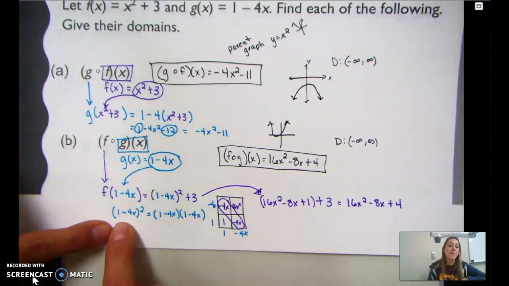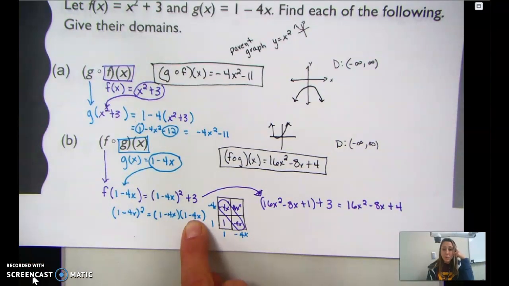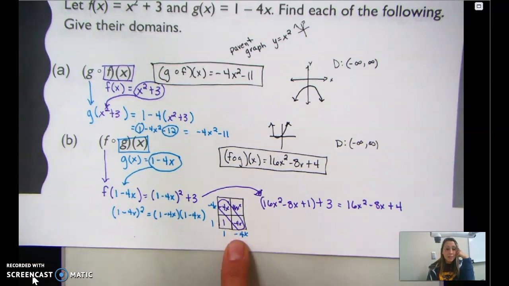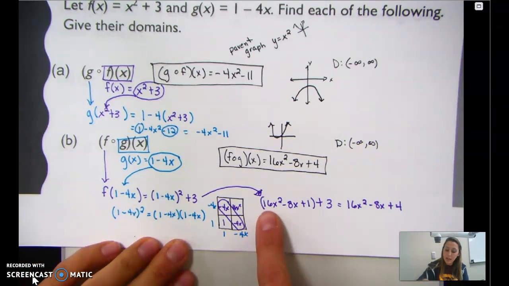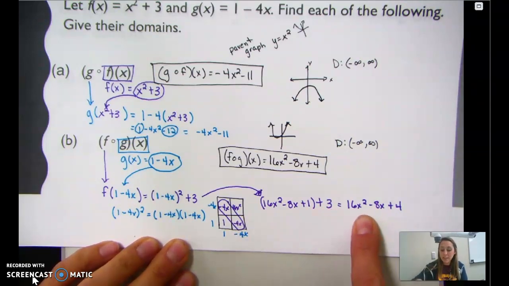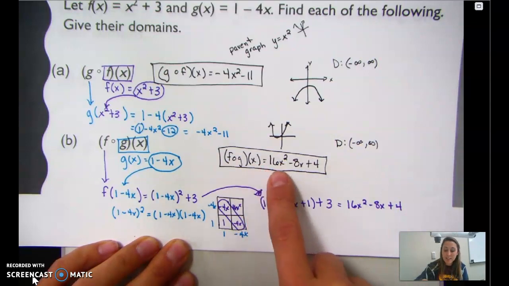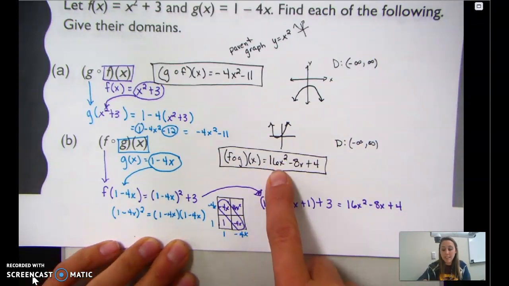Well, my f function is x squared plus 3, so I put 1 minus 4x squared plus 3, and then I need to remember that 1 minus 4x squared is equal to 1 minus 4x times 1 minus 4x. And it's something I have to remember, and because those are binomials, I need to put it in a box. So I did that there, which I particularly like, because then I can combine my like terms without having to write it twice. So then I get 16x squared minus 8x plus 1, and then I still have that plus 3 to evaluate, which gives me a final answer of positive 16x squared minus 8x, because 1 plus 3 is 4, so plus 4. So f of g of x is equal to this, 16x squared minus 8x plus 4.